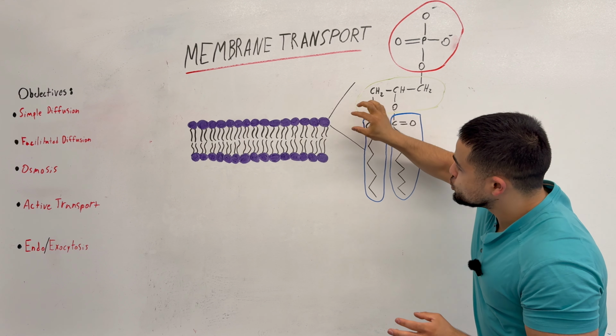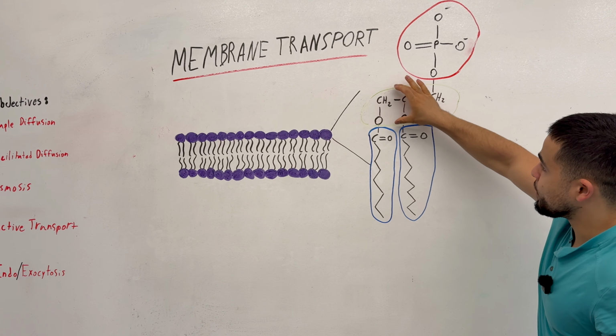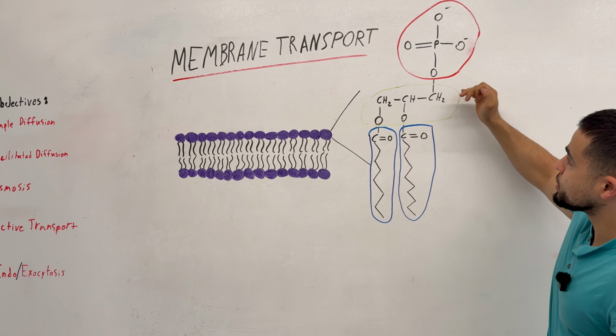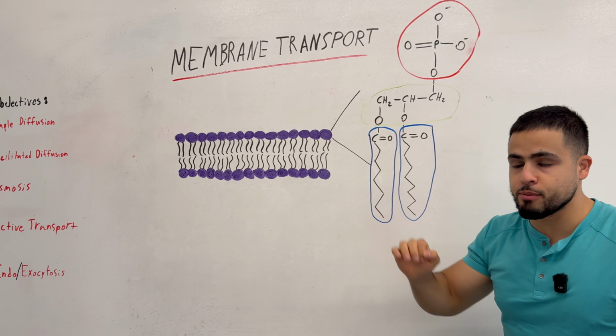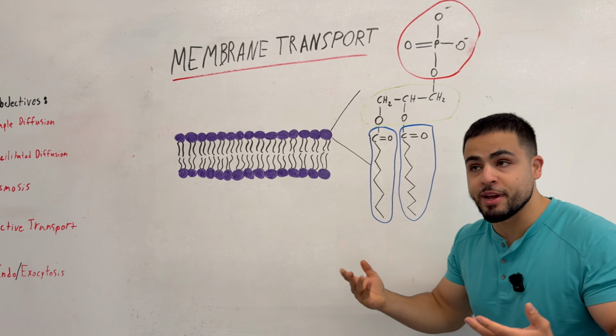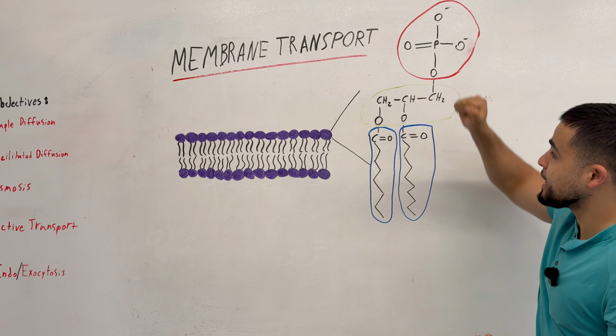Now, let's zoom in on one of these phospholipids and see what it's composed of. So the structure centers around this glycerol, highlighted in faint green over here, and the glycerol is attached to three different molecules. So we have two fatty acids, which are hydrophobic, and then you have a phosphate group, which is hydrophilic because of that negative charge.